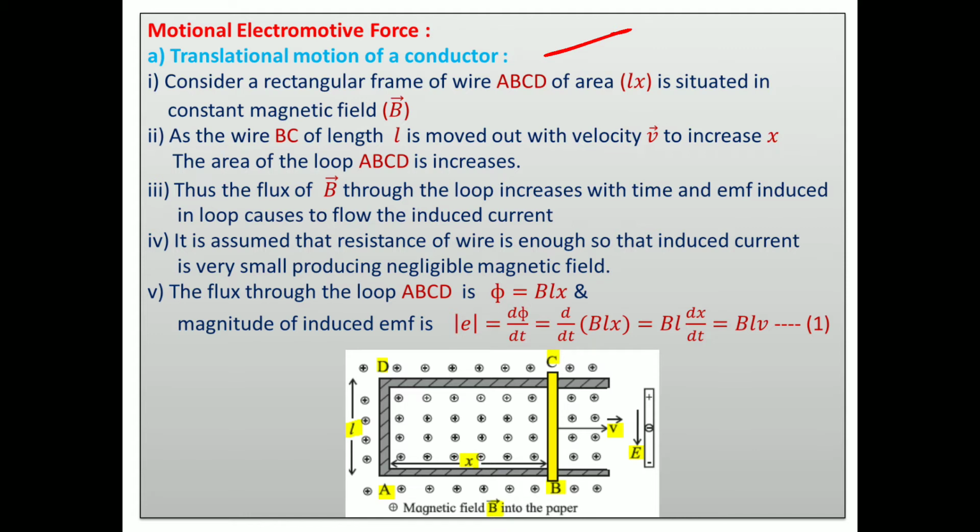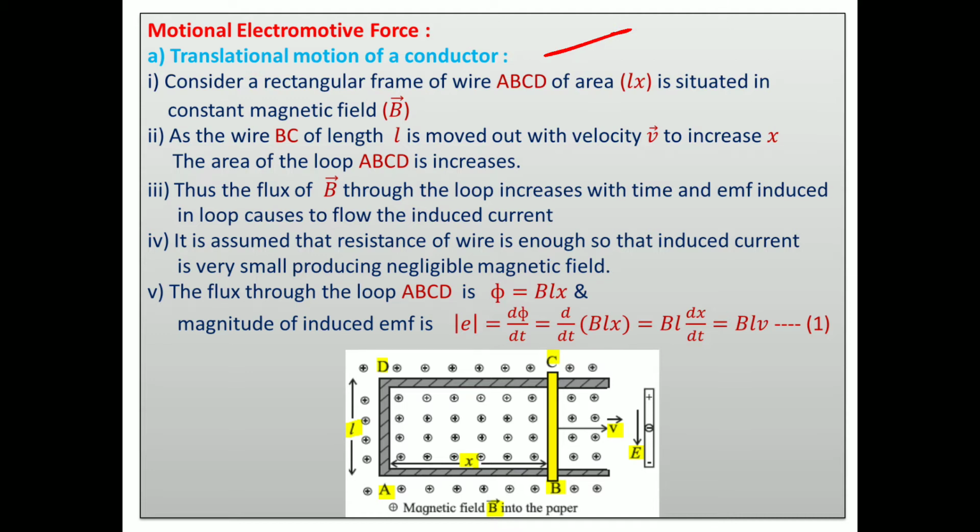Look at the figure. Here, consider a rectangular frame of wire, meaning a conducting wire, ABCD of area Lx, meaning the length of the frame is L and the width is X, situated in a constant magnetic field B. This magnetic field is perpendicular to the plane and into the paper, and this frame is in the plane of the paper, meaning the plane of the frame and the magnetic field are perpendicular to each other.